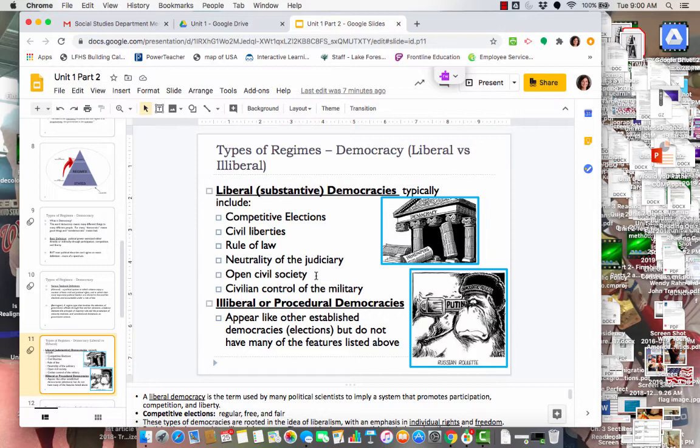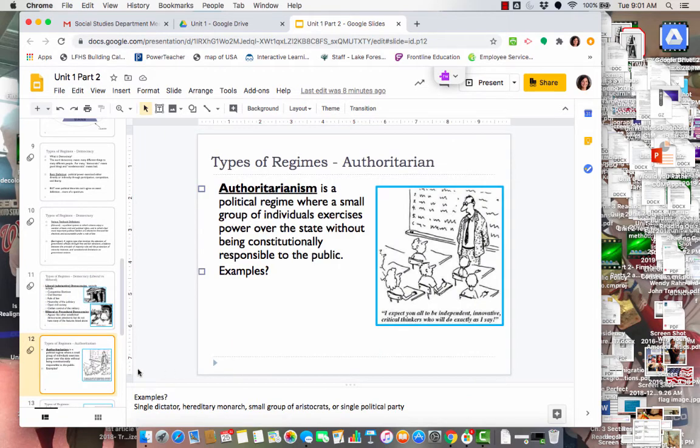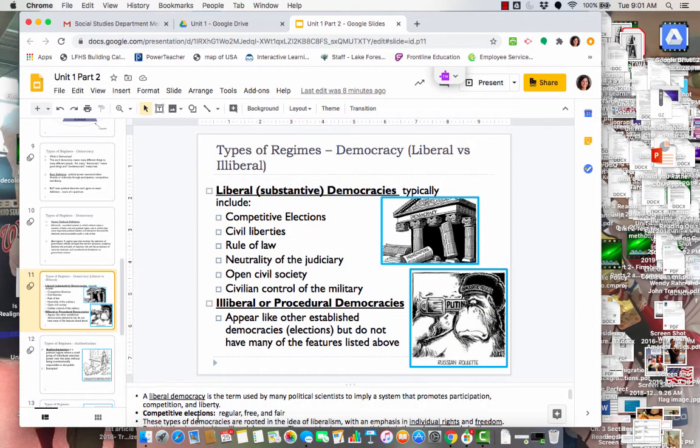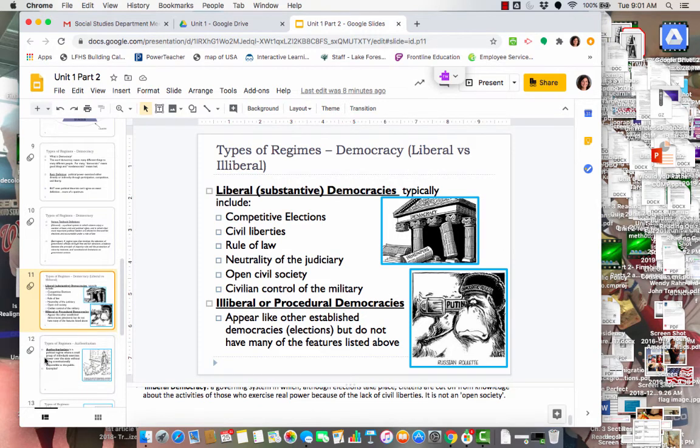An illiberal or procedural democracy looks like a democracy, but it may not have many of the features listed above. So Russia is an example of an illiberal procedural democracy. It has some of the procedures like an election, but it's not competitive, right, if Putin's the only one running. It has a judiciary, but it's not neutral, right? Civil society isn't open. So that's a difference between liberal and illiberal democracy. And if you want more clarification, there's some other stuff in the speaker notes. So that's democracy, 2 types, liberal and illiberal.